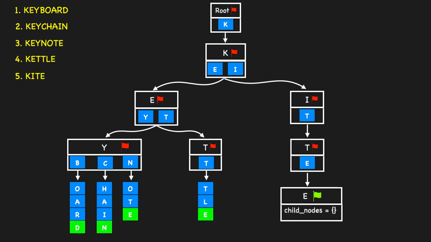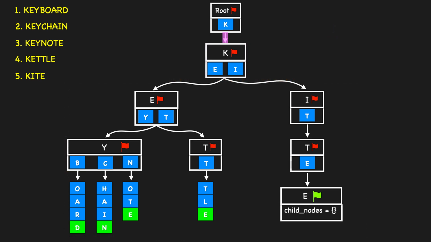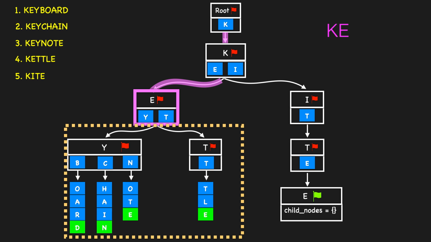Let's take a second to think about how we will approach this problem. Essentially, when the user types the letter K, we need to navigate to the trie node containing K and then perform a depth-first search starting with its child nodes to find all complete words. Likewise, when the user types KE, we navigate to the final node of the prefix and then run a depth-first search from there to find all complete words. So that's the general idea. Please do take a moment to think about it and see if you can write code for this approach before we review it in the next slide.